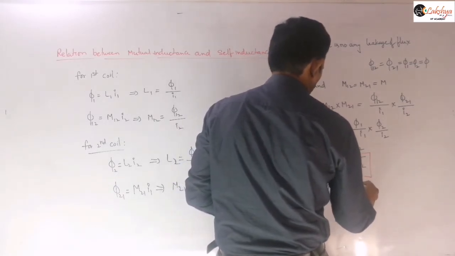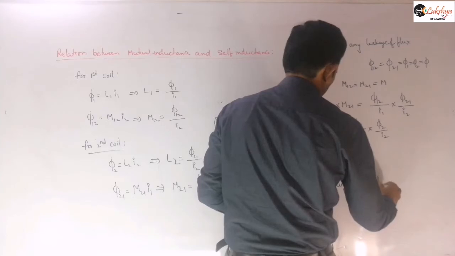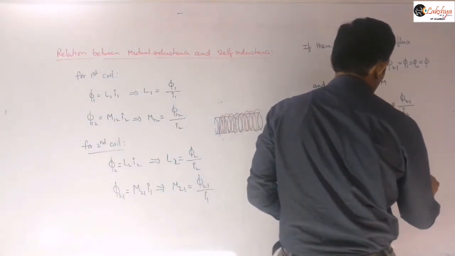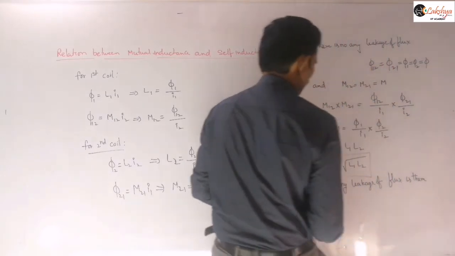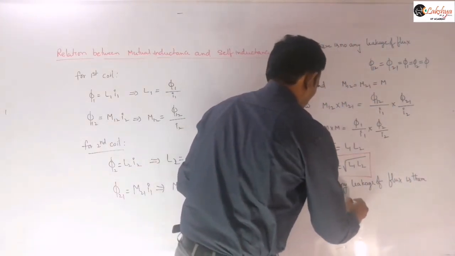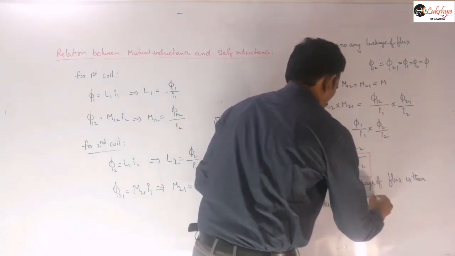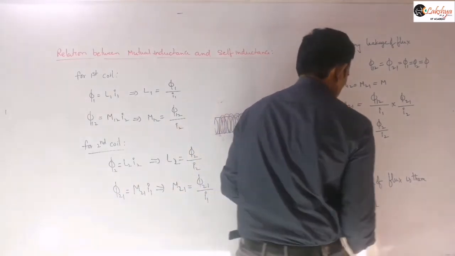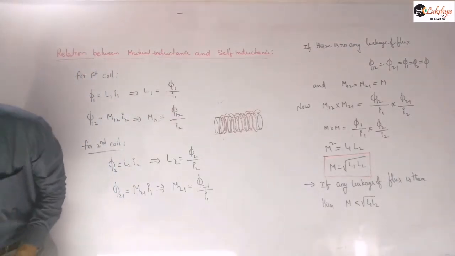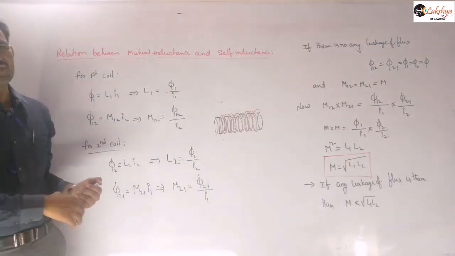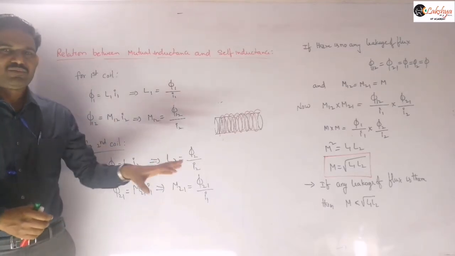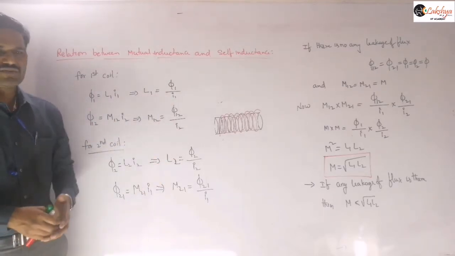If any leakage of flux is there, then what we can write is M is less than under root of L1 L2. So then that value will be the mutual inductance. That means whatever flux is produced by the first coil is not totally linked with the second coil, then automatically the mutual inductance produced in the second coil will be less, and so the mutual inductance will decrease there.